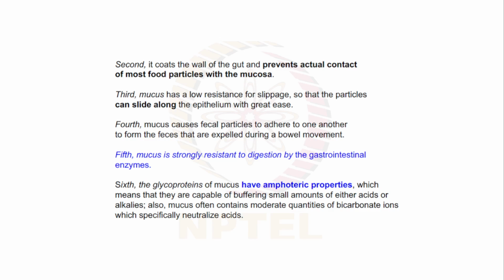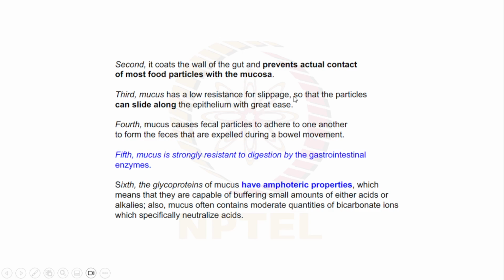Okay. Fourth is mucus causes fecal particles to adhere to one another to form the feces that are expelled during bowel movement. So what happens is when the food is digested, the waste material has been formed and it has been separated from the material, that is the particles that are required. Then it reaches the last part of the alimentary canal, and from there it must be removed. So for that, if there is no mucus, then the particles will be scattered around and it would be very difficult for the alimentary tract to excrete them out. So to make that feasible, mucus again plays a very important role. It adheres this waste material, the fecal particles, together, so that they can move out of the body feasibly.